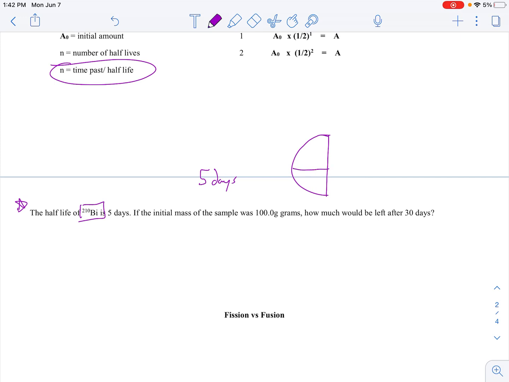So in another 5 days, half of what's there would then decay away again. And then another 5 days, half of that would decay again. And eventually you're left with a very small fraction of what you initially had.